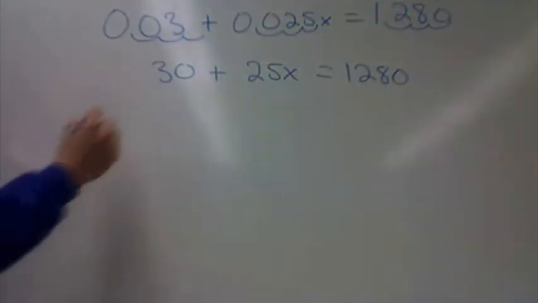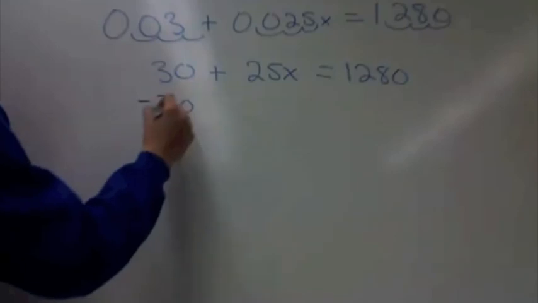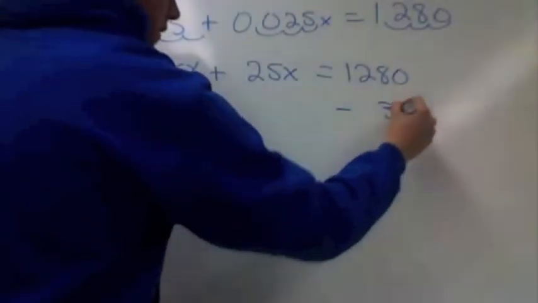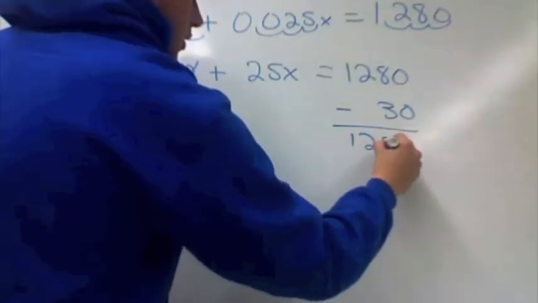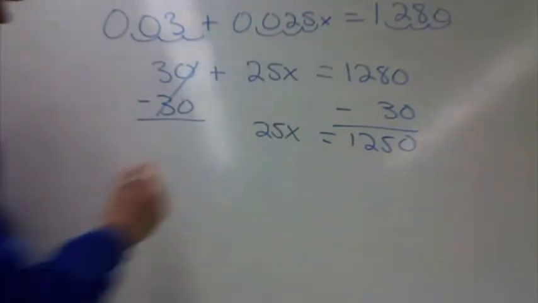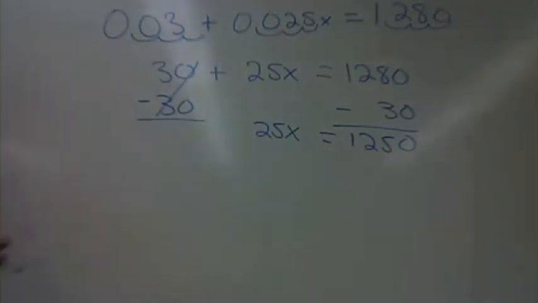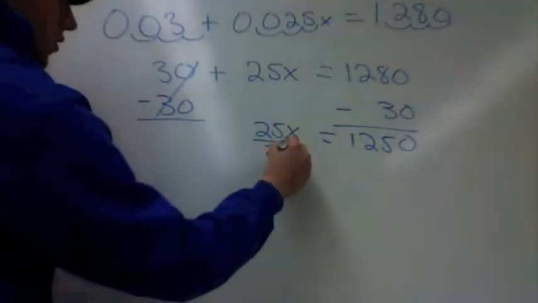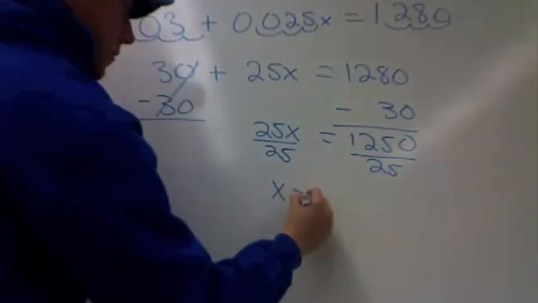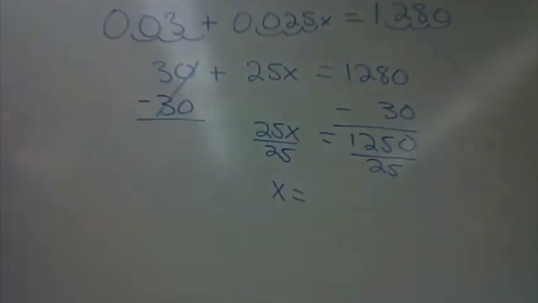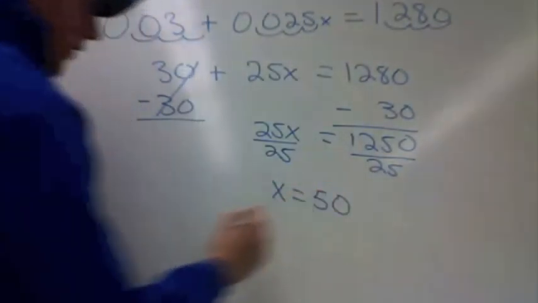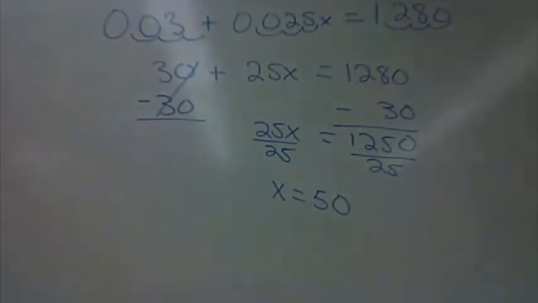Now that we're there, we simply subtract 30 from both sides, which cancels that out, and subtract 30 from this side, and we're going to get 1,250 equals 25x. So now we're simply going to divide both sides by 25. When we divide both sides by 25, 25 goes into 125 5 times with the 0 left over. So our final answer is x equals 50.